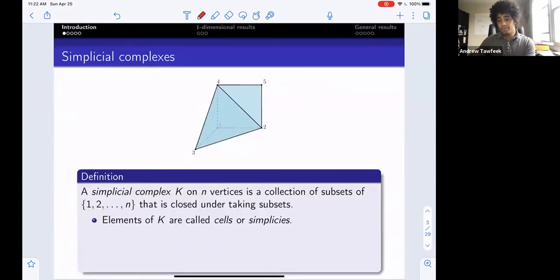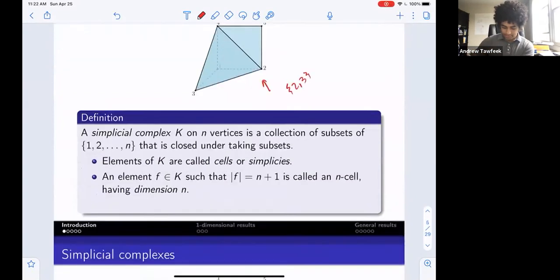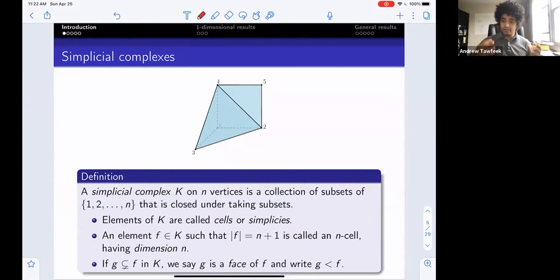The elements of K are usually called cells or simplices, and associated to every cell, we have a dimension, and it's just 1 less than its cardinality. So for example, {2, 3}, that set has cardinality of 2, but we interpret that to be a 1 cell. And lastly, when you have an element of K, so a set, every proper subset of it is said to be a face of that set. So {2, 3} is a face of the cell {1, 2, 3}, and so on.